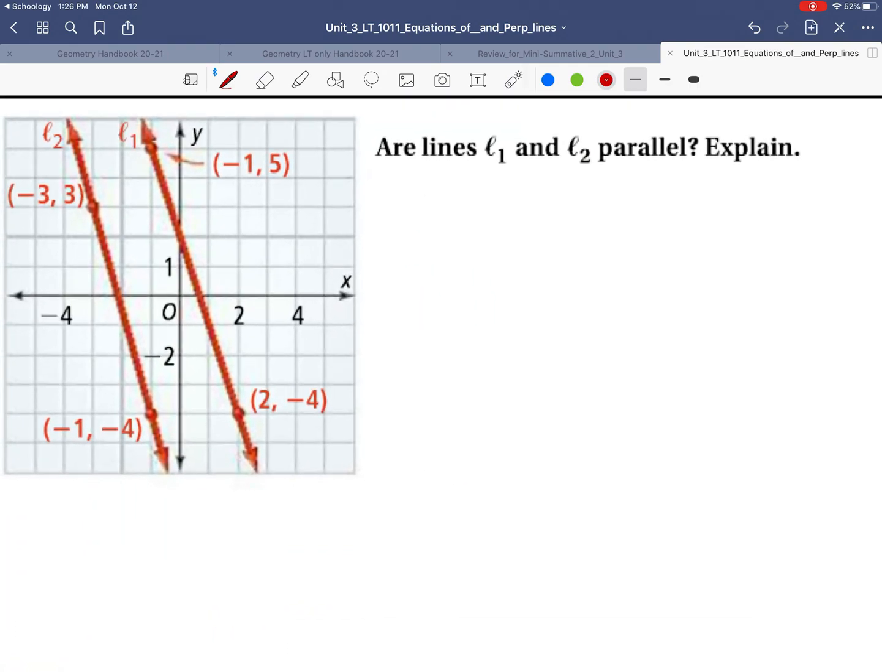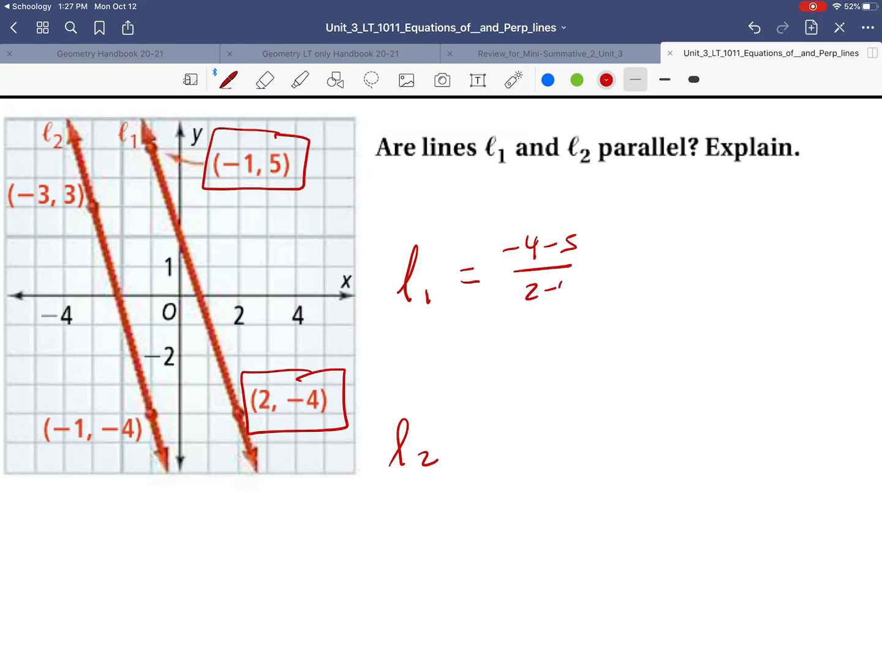Are these two lines parallel? Well, let's find the slopes of each, L1 and L2. L1 is going to be change in y over change in x. So for L1, I'm going to use these 2 points. And so I'm going to do -4 minus 5 over 2 minus -1, which gives me -9 over 3, which is -3.